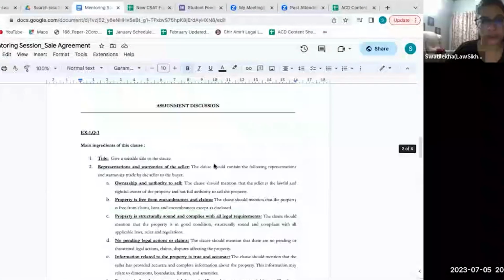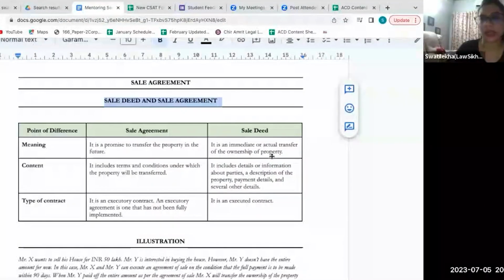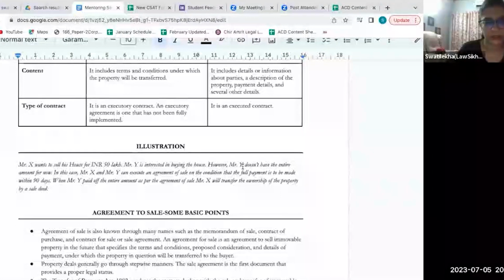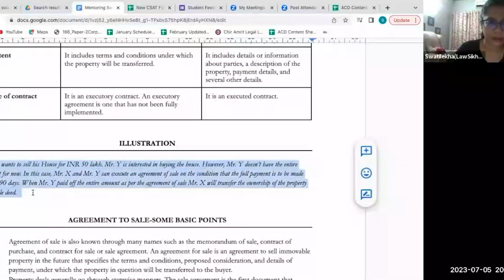So I made a table here. Refer to this table. It's not like there are too many things in it. Just for your reference, I have made a table here. I have given you exactly the illustration that I have spoken about and discussed here. Okay? So just refer to this illustration.